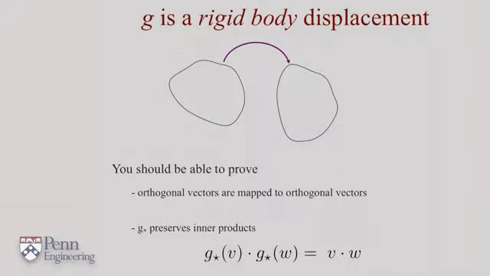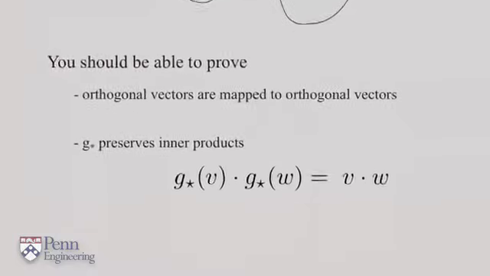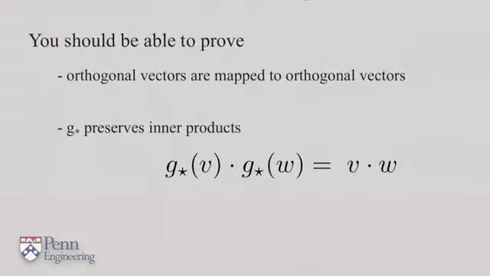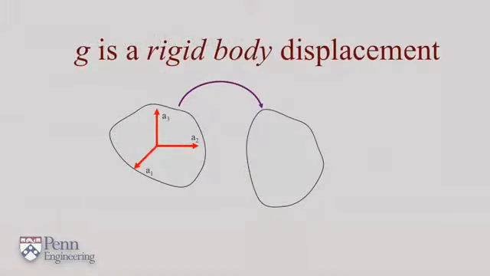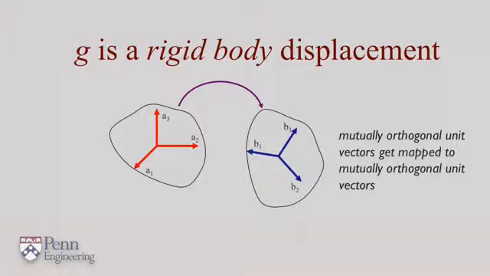So these are the two properties, and you should be able to prove that for rigid body displacements, orthogonal vectors are mapped to orthogonal vectors, and further, G star preserves inner products. That is, if you compute the inner product of two vectors before the displacement and the inner product of the same two vectors after the displacement, those inner products are the same. If you take a set of mutually orthogonal unit vectors attached to the rigid body, after the displacement, those vectors will remain mutually orthogonal and they will remain unit vectors.